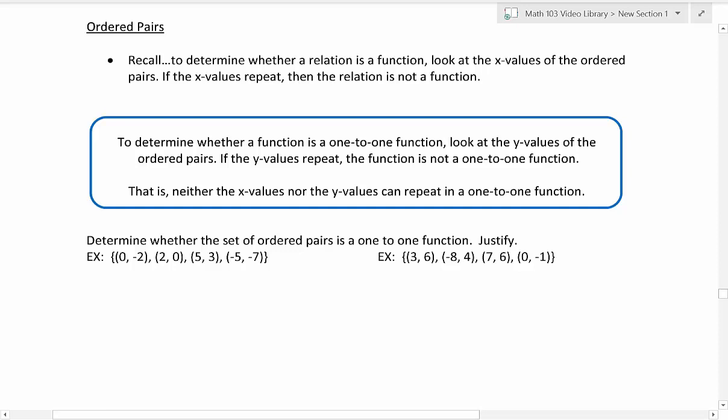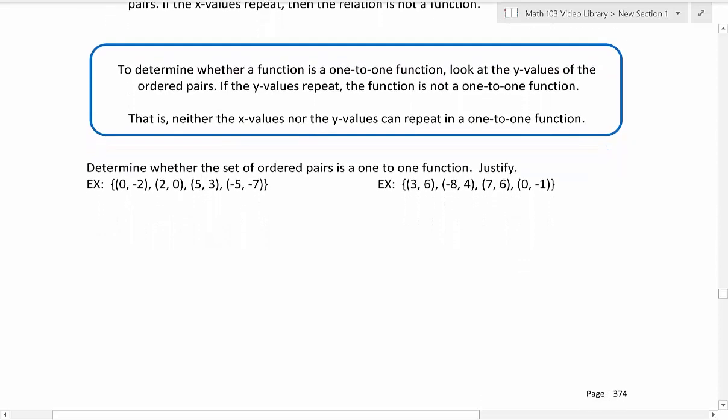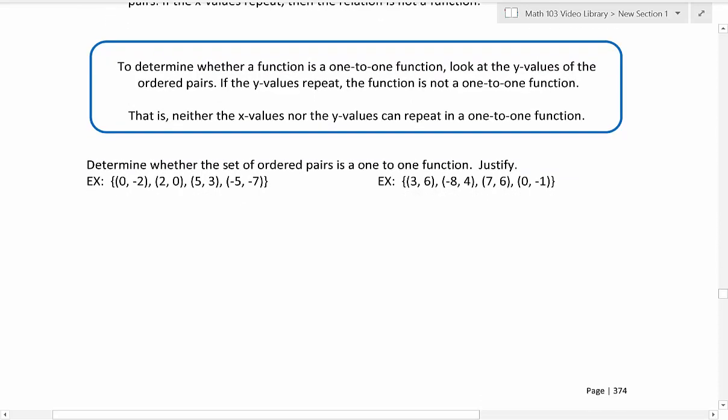There's just additional criteria. To determine whether a function is a one-to-one function, you're also going to look at the y values of the ordered pair. If the y values repeat, the function is not a one-to-one function. So neither the x values nor the y values can repeat in a set of ordered pairs to be a one-to-one function. So let's take a look at a couple sets of ordered pairs. We'll determine whether the sets are one-to-one functions and we'll justify.